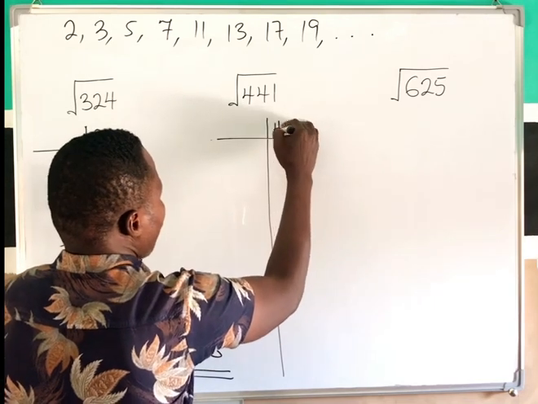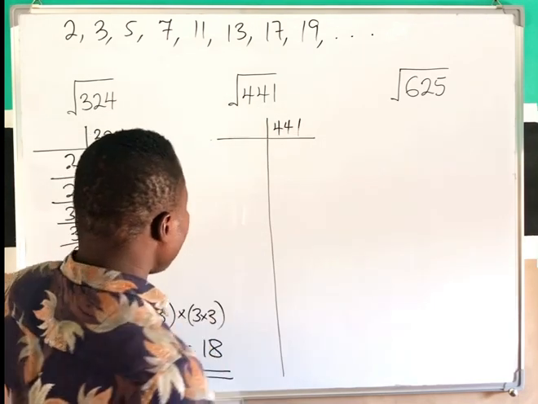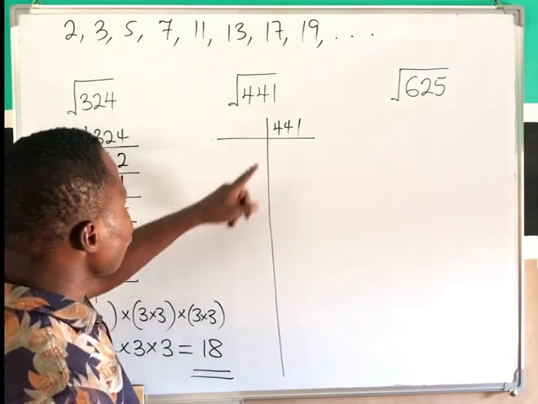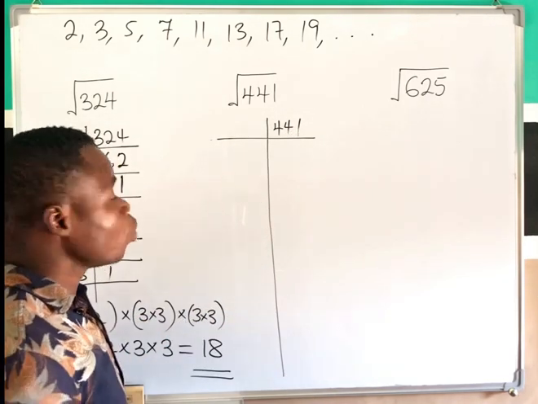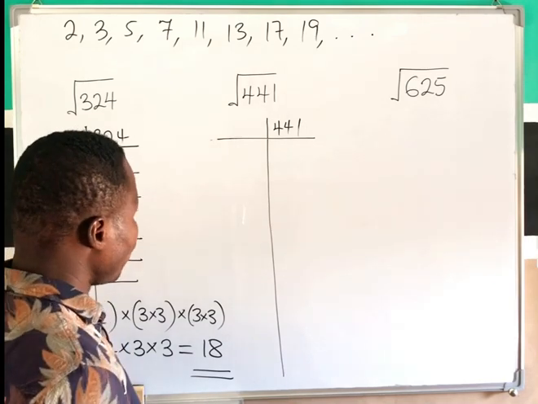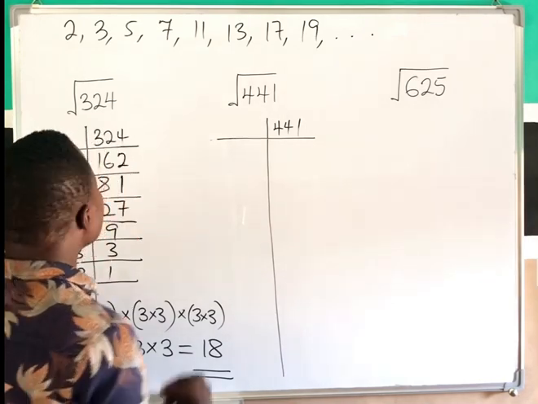Then I'll write my 441. So now let's see. You know that 2 cannot go into this because the last digit is odd, and an odd number divided by 2 is not an exact number. So what I'll do is quickly use 3.